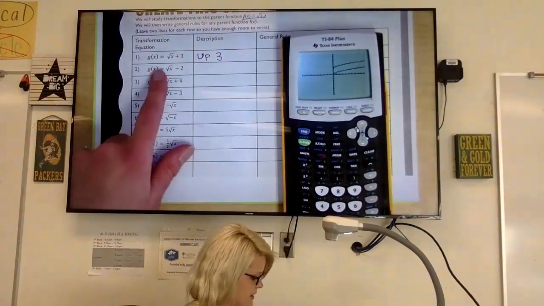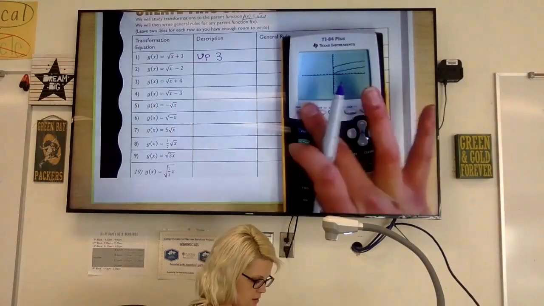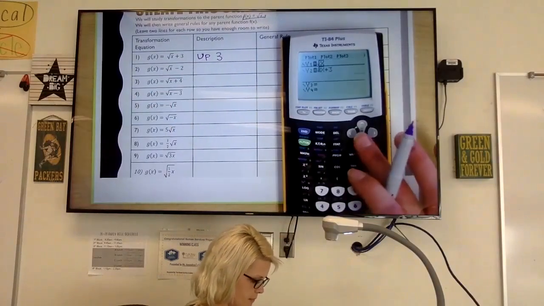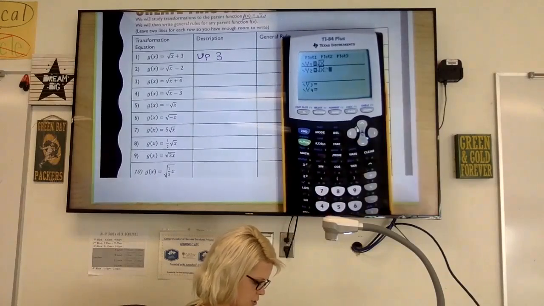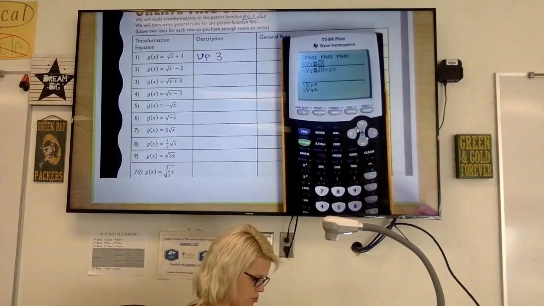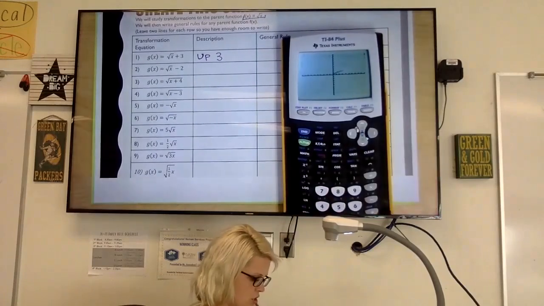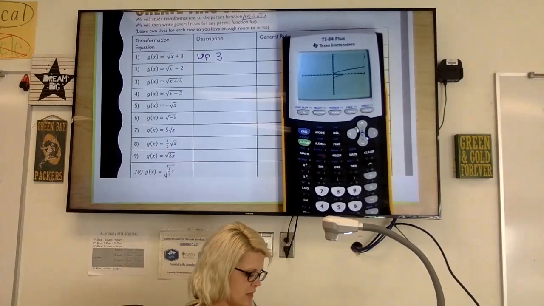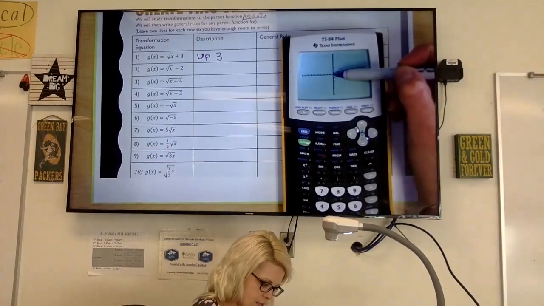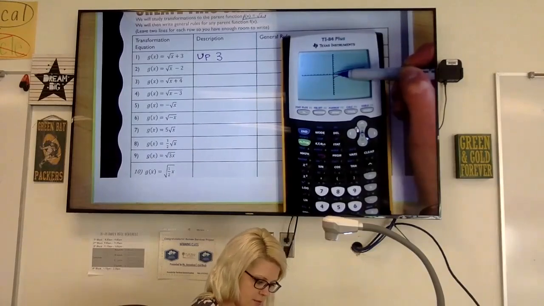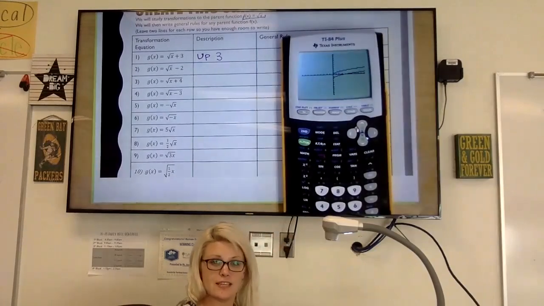Let's take a look at the next one here. It looks very similar, but now it's a minus on the outside, -2, oops, not that key. Check out the graph, that's the original. Here is our transformation. If you look closely, it looks like that point has been moved down 2. Every point on the graph has just been translated down 2.